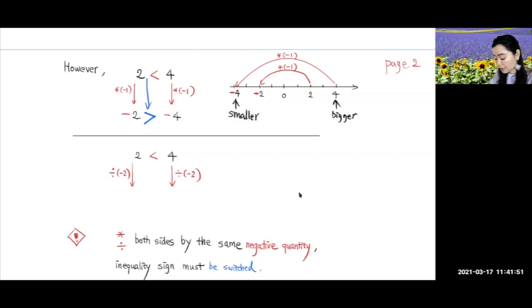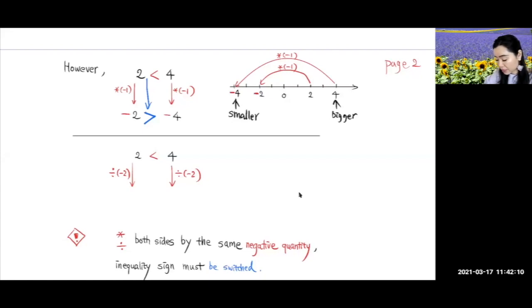Similarly, if I divide both sides by the same negative quantity, so divide by -2, divide by -2. Divide by -2 here, I will end up with -1. Divide by -2 here, I end up with -2.